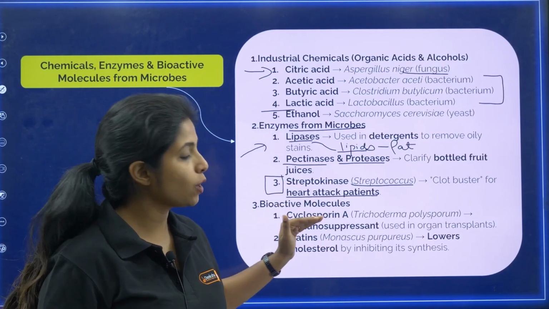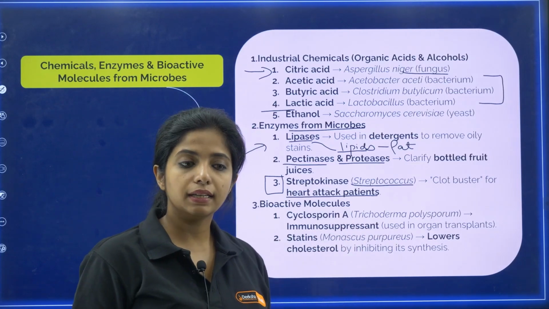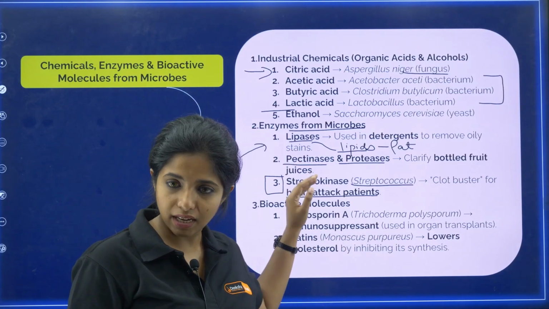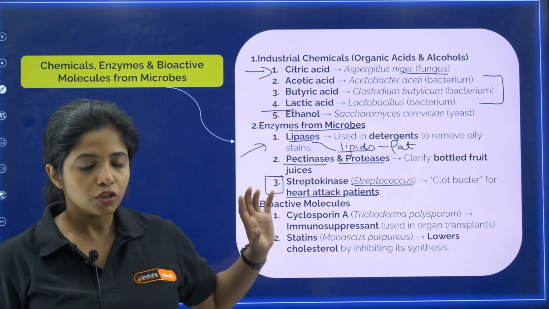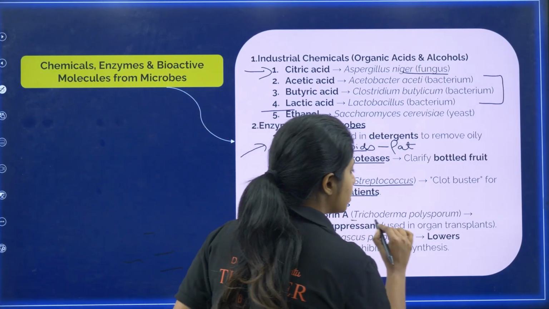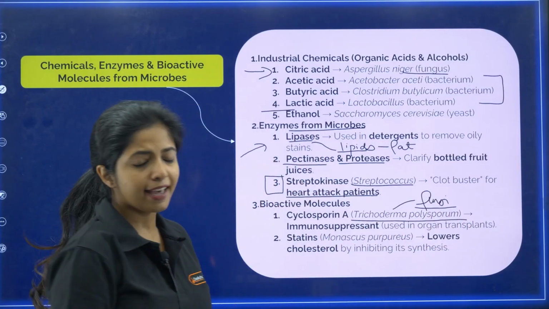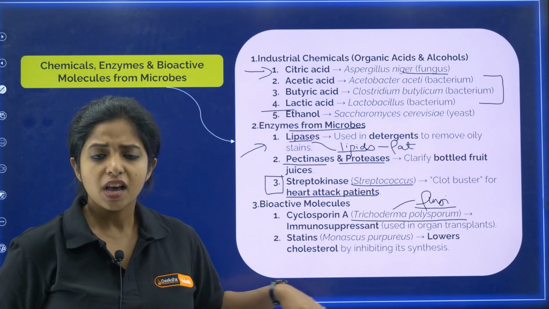Now there are certain bioactive molecules which are being produced by some microbes. They are not enzymes, they are just molecules which are being produced. So you have cyclosporin A. It is produced by Trichoderma polysporum, which is a fungus. What is it producing? Cyclosporin A. When is it given?